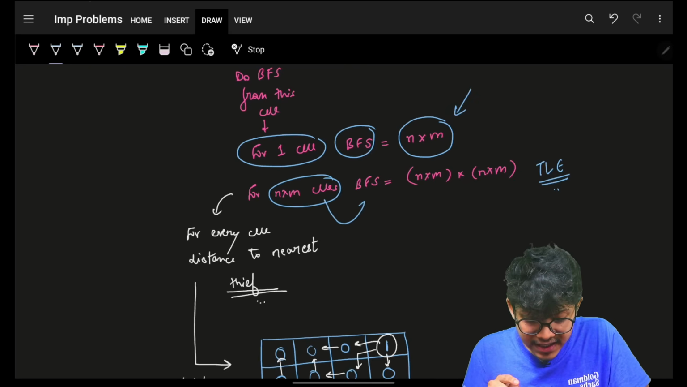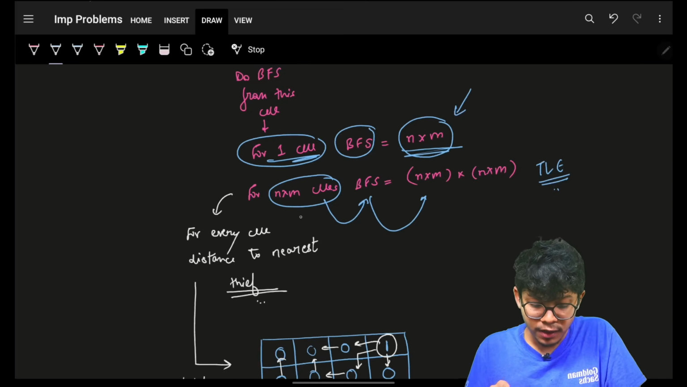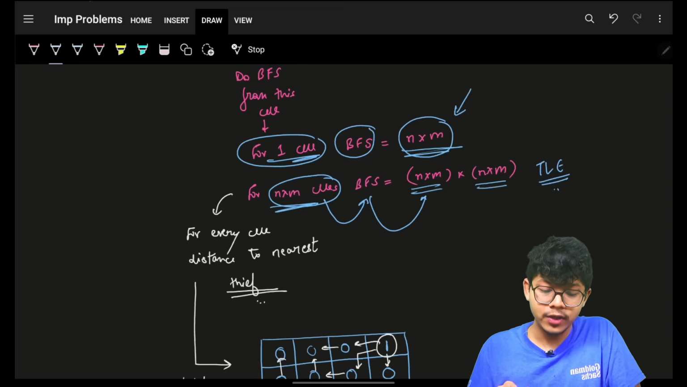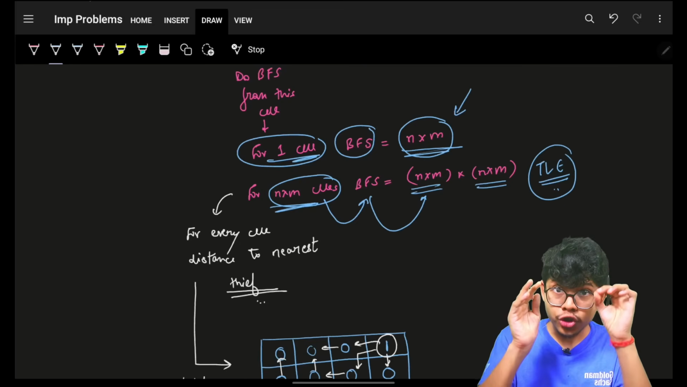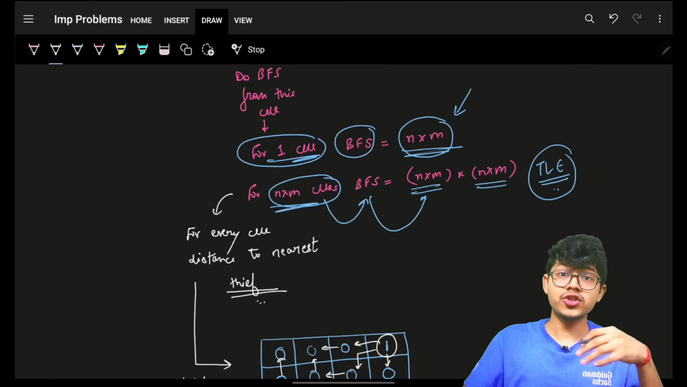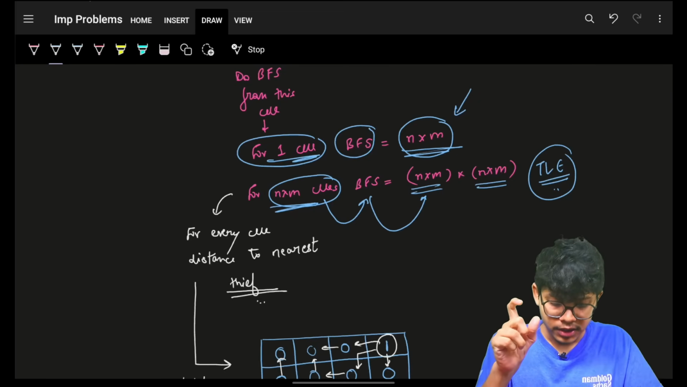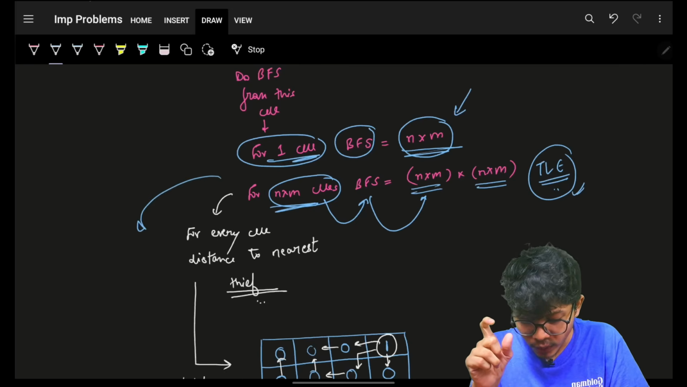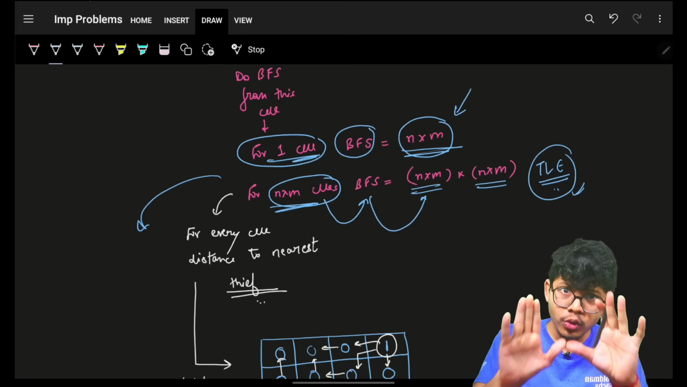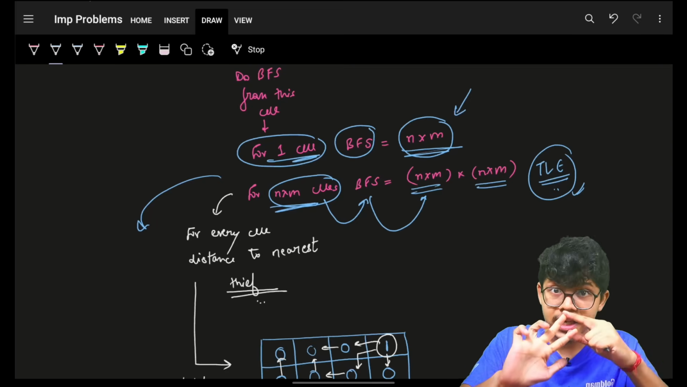I will apply the same BFS for all m into n cells. So this is for one cell; for n into m cells, it will become n into m into n into m, which, just for finding the shortest path, or just to find the minimum Manhattan distance of every cell, you will get TLE. The first step is how you will improvise. Your only task right now is to find the minimum Manhattan distance of every cell.